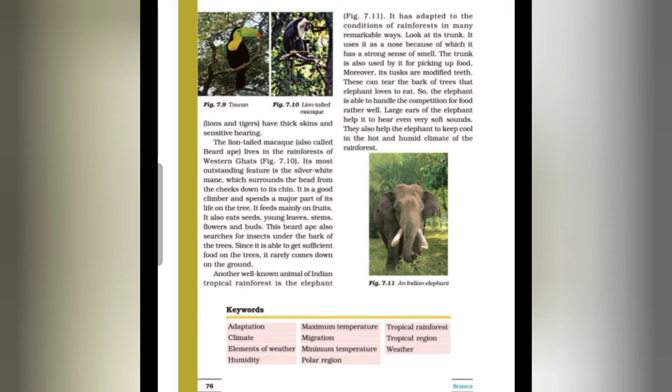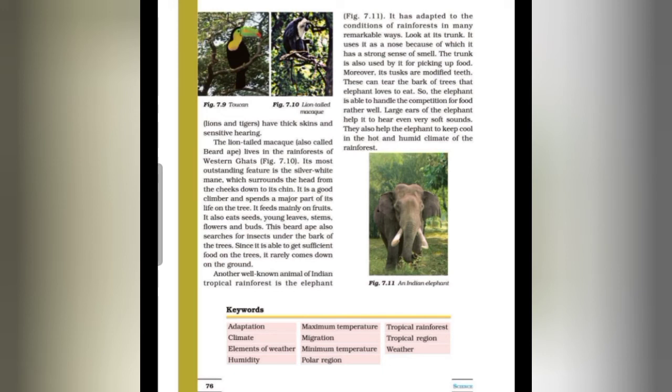Another well-known animal of Indian tropical rainforest is the elephant, that is given in figure 7.11. It has adapted to the condition of rainforest in many remarkable ways. Look at its trunk. It uses it as a nose because of which it has a strong sense of smell. The trunk is also used by it for picking up food.